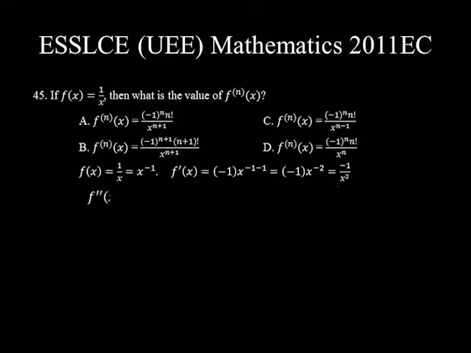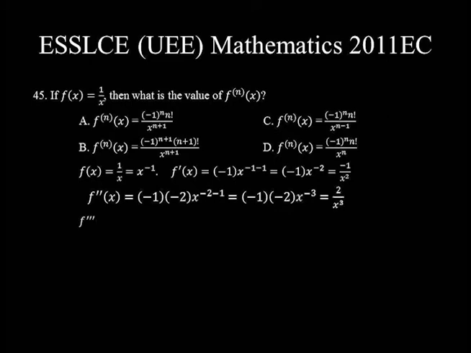The second derivative of f of x is equal to, let's take this expression, that's negative 1 times x to the power of negative 2. Negative 1, the constant, times the derivative of x to the power of negative 2, which is negative 2 times x to the power of negative 2 minus 1, which is equal to negative 1 times negative 2 times x to the power of negative 3, which is equal to negative 1 times negative 2, that is positive 2, divided by x cubed.